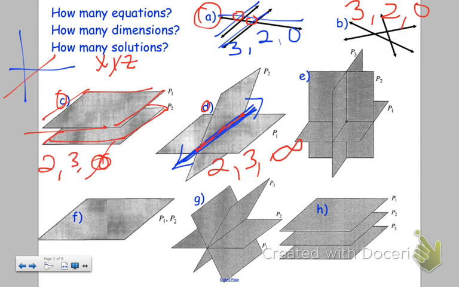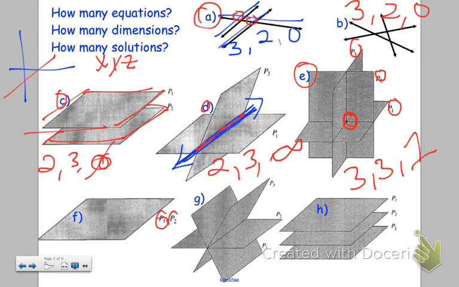Here we have 3 planes. It says plane 1, plane 2, and plane 3. You should be able to see this looks like 3 pieces of paper intersecting there. All 3 of them meet, and they all touch each other at this one point here. So that's 3 equations because there are 3 pieces of paper there. There are 3 dimensions, so it's x, y, z. And there is 1 unique solution.